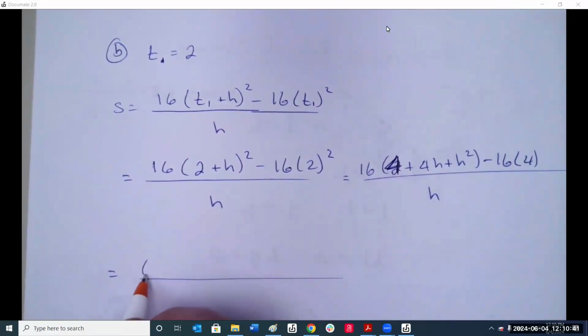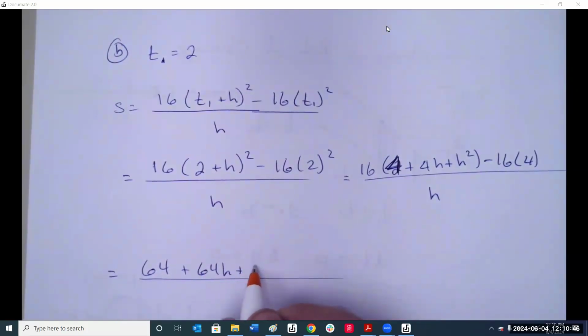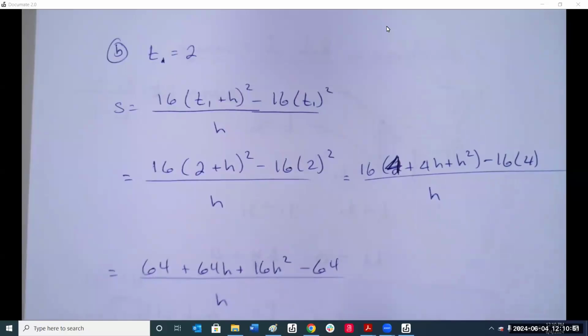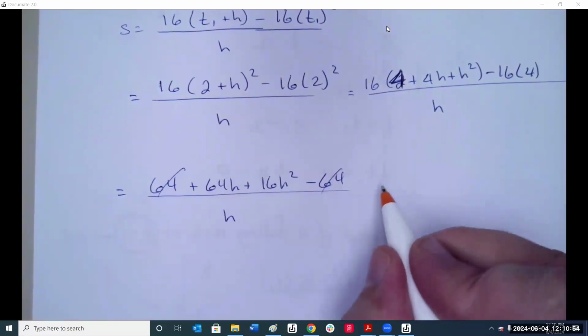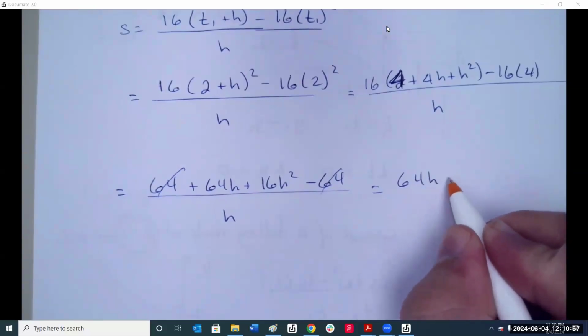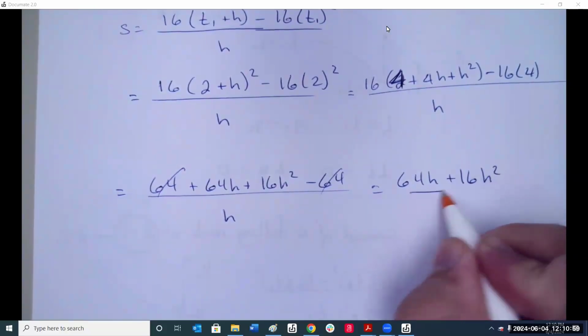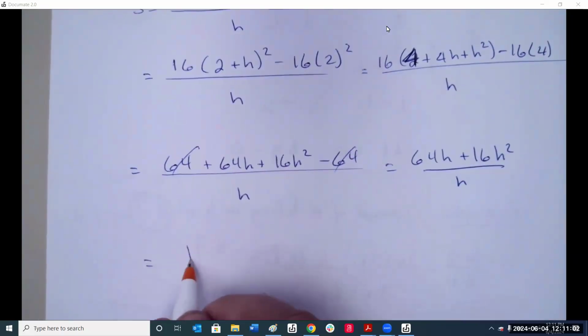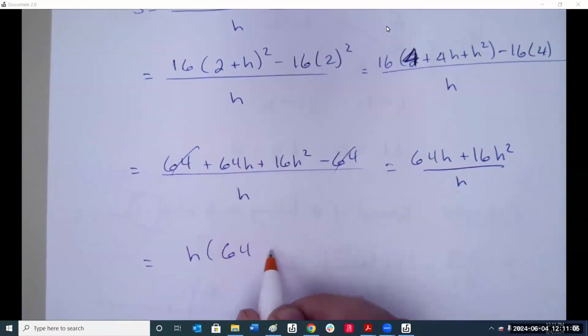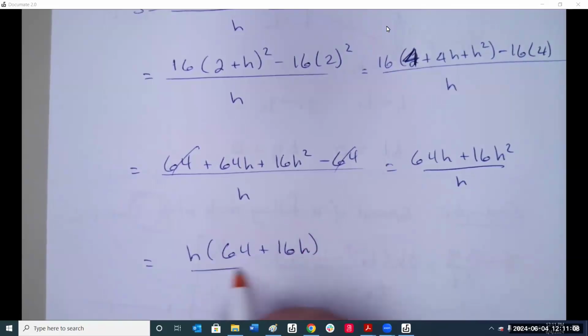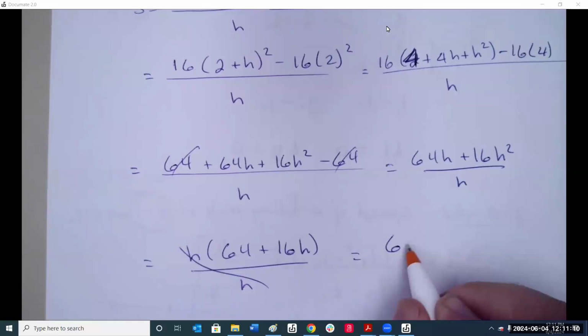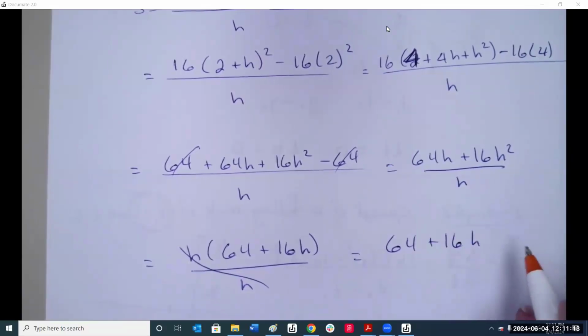16 times 4 is 64. The 64s cancel. Factor out the h. We get 64 plus 16h. When h goes to 0, we get 64 feet per second.